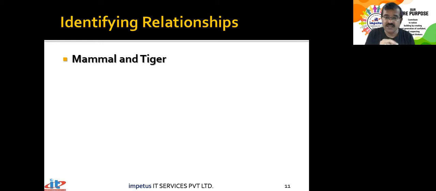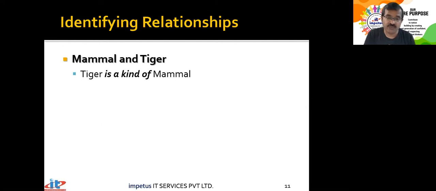There is some kind of sharing. Tiger shares all the properties and the behavior of class mammal. So whenever there is sharing or whenever there is connection, it's always a class relationship. So this is class relationship and inheritance.